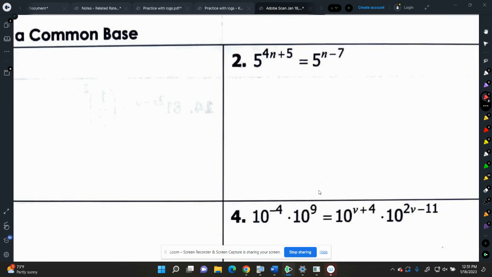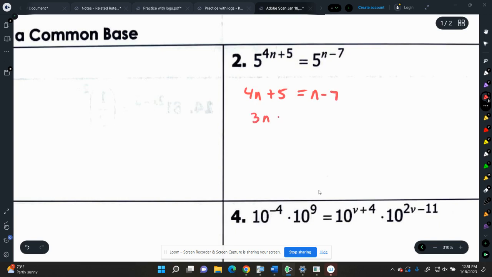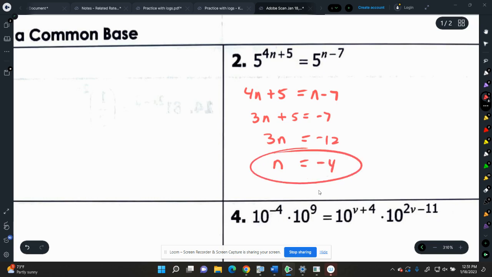What are we going to do? 4n plus 5 equals n minus 7. So 3n plus 5 equals negative 7. So 3n equals negative 12. So n equals negative 4. Boom, we're done. See how easy?